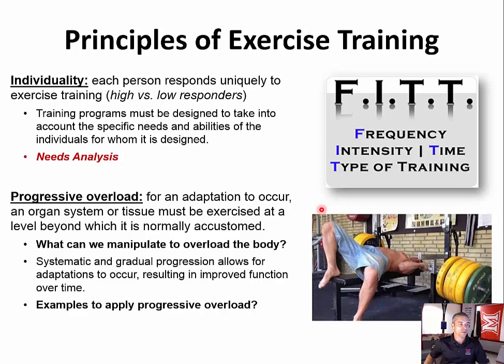So here are some simple examples to apply this principle of progressive overload. In terms of resistance exercise, we can either increase the resistance or load that is used for a given exercise. We can increase the reps, we can increase the sets, or a combination of any of those three in order to stimulate further gains in muscular strength. Now, with aerobic exercise training, we can increase the duration, we can increase the intensity, and so on, in order to induce specific adaptations.